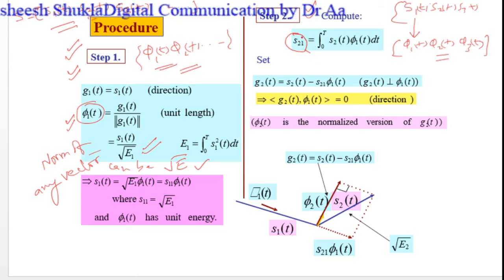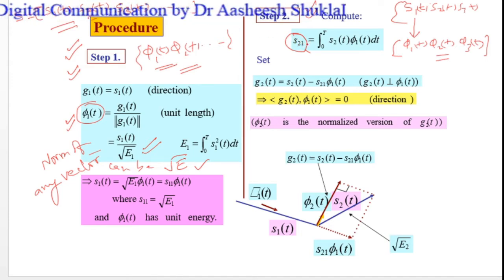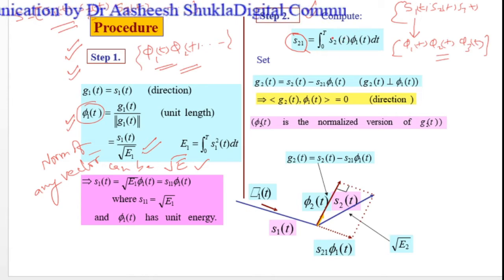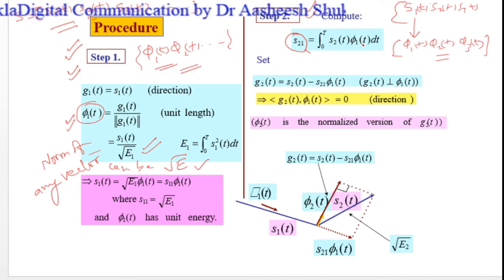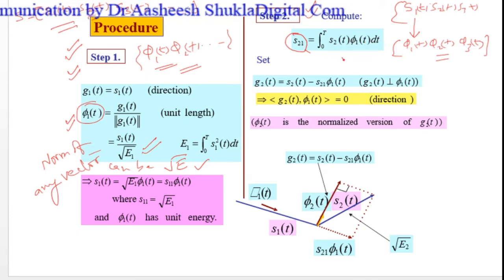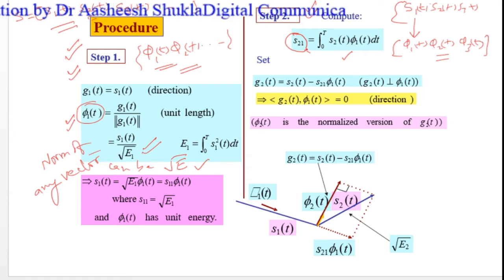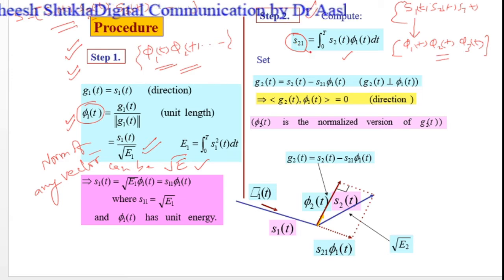So how we can calculate S21? I have already told you, Sij is the inner product of Si and phi j. So the inner product can be defined as the integral from 0 to T of Si(t) phi j(t) dt. So Si(t) is S2(t), and j is 1. So it is the integral from 0 to T of S2(t) phi 1(t) dt. We are calculating S21, and S21 is the projection of S2 on 1.